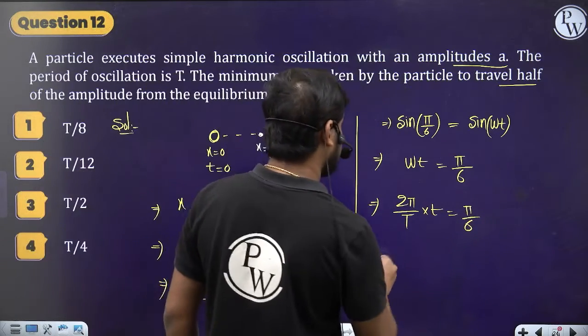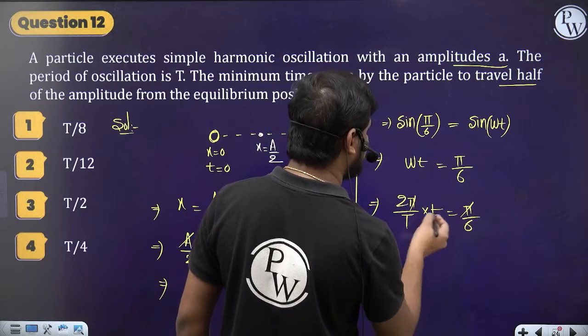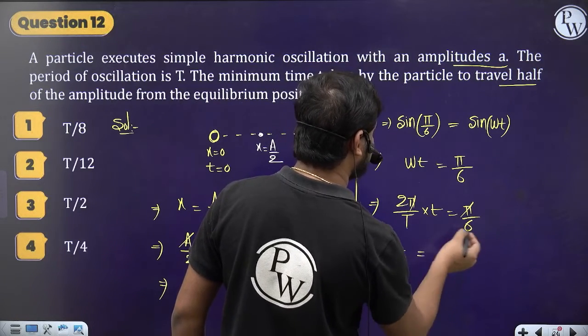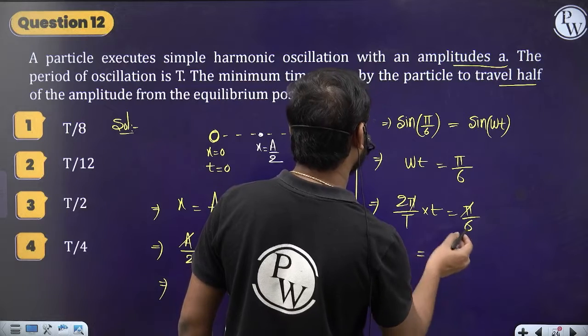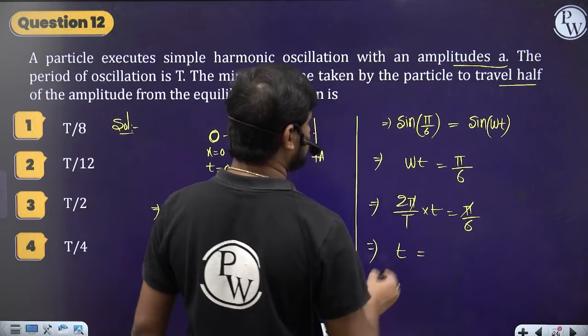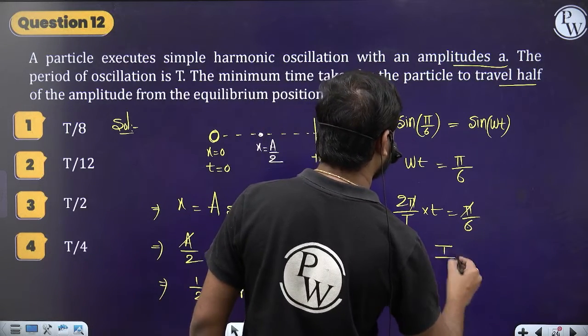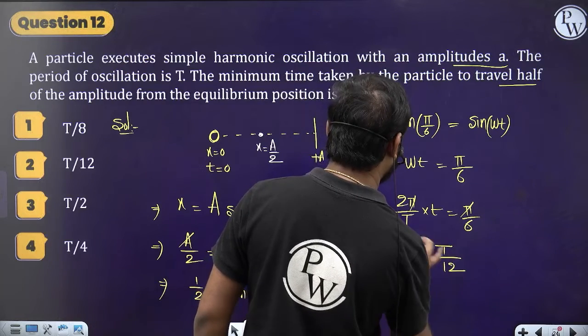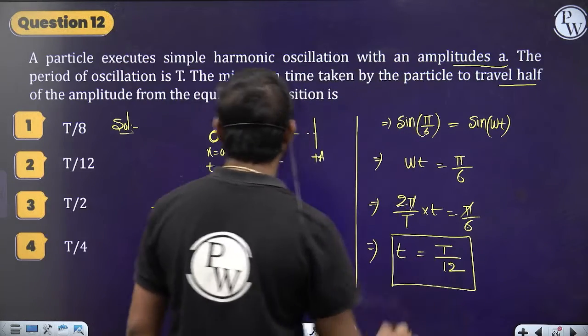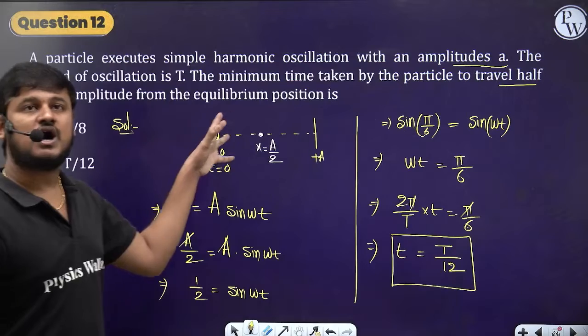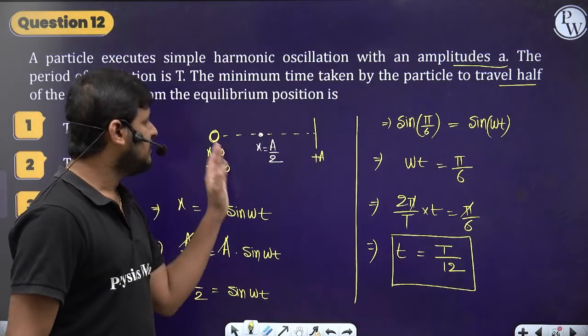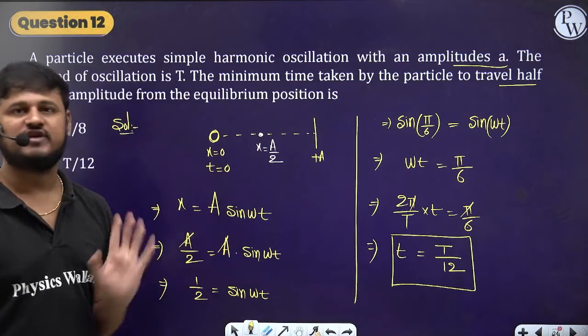Chalo. Then pi cancels. We have to find what is t here. So t is equal to T by 6 into 2, which is T by 12. So the time taken from the mean position to half of its amplitude will be T by 12 seconds.